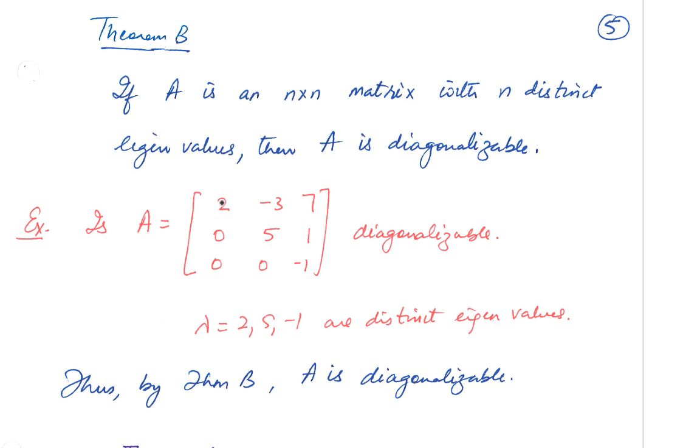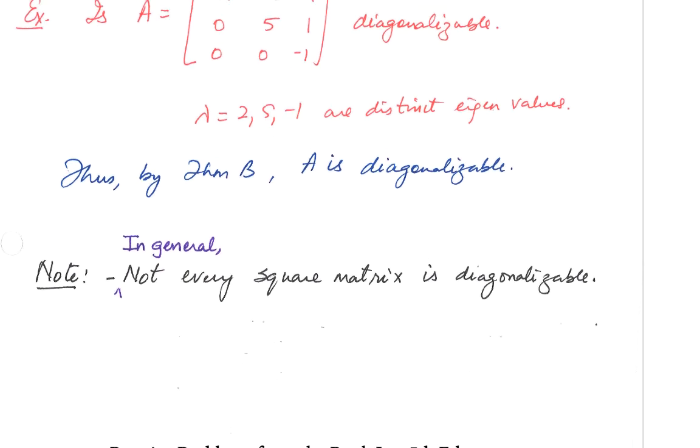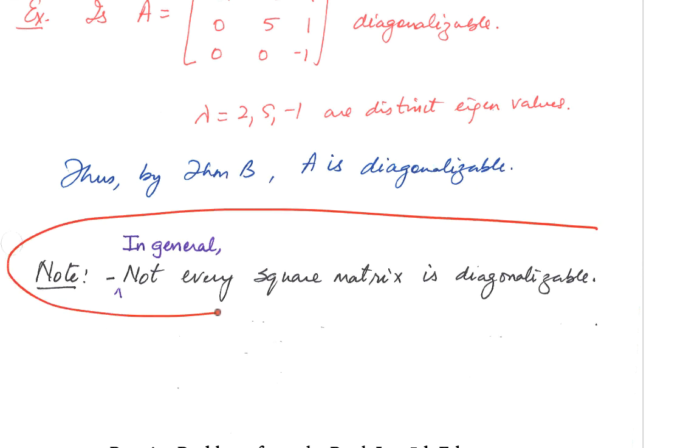So let's look at this one. If I have this matrix, now this is a nice little matrix. It is a triangular matrix, and if you notice, the eigenvalues are already on the main diagonal, and each one of them is distinct. By applying this theory, we say, hey, A is diagonalizable. We don't have to do anything. So thus, by theorem B, A is diagonalizable. Very simple. But remember, in general, not every square matrix is diagonalizable.